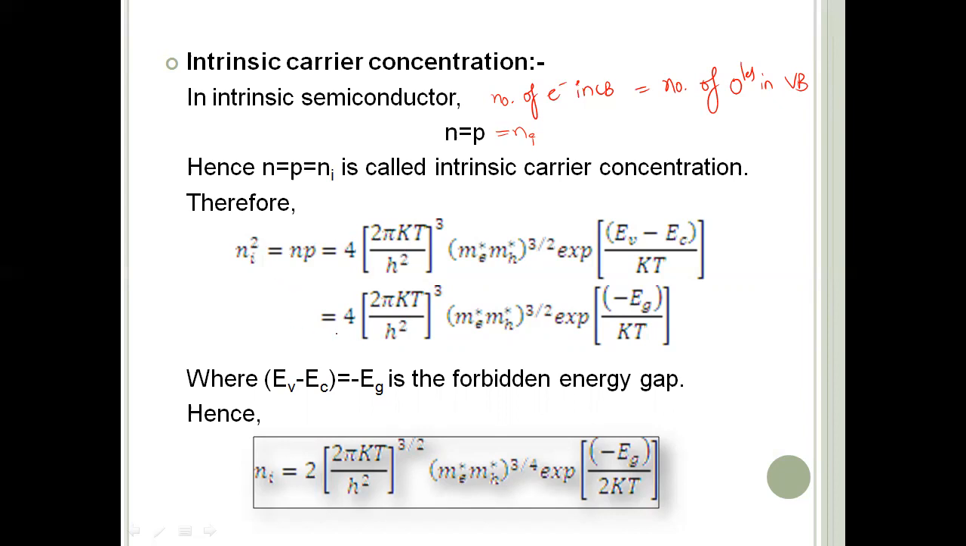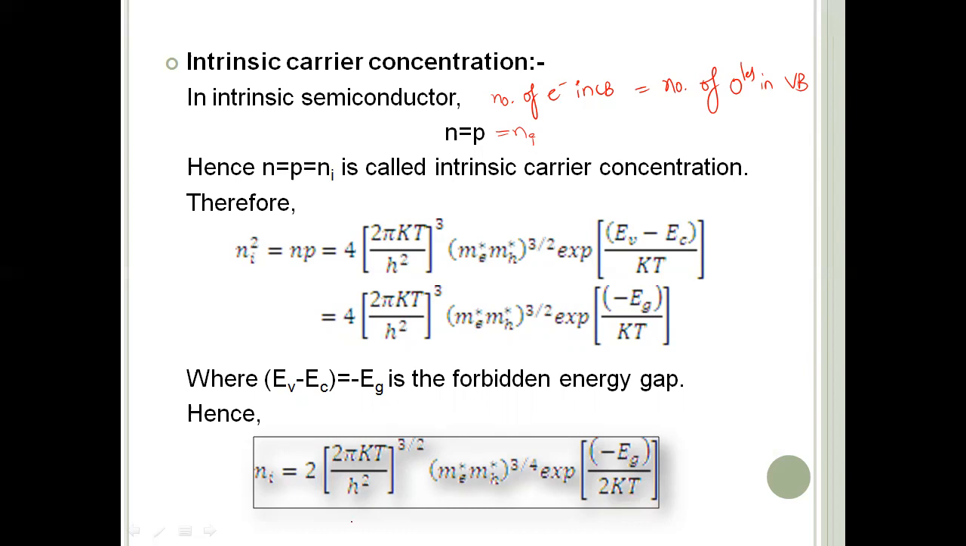for ni square. Now keeping EC minus EV as Eg, you can get one expression. Taking the square from one side to the other side will give you a root. So the square root of 4 will be 2, square root of 2 pi kT by h square whole cube will be equal to (me star mh star) power 3 by 4 exponential minus Eg by 2kT. This is the final expression for carrier concentration of an intrinsic semiconductor.